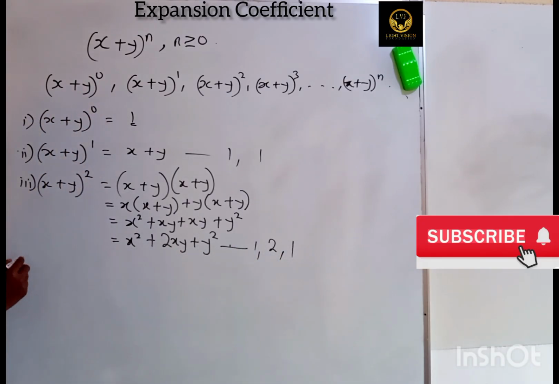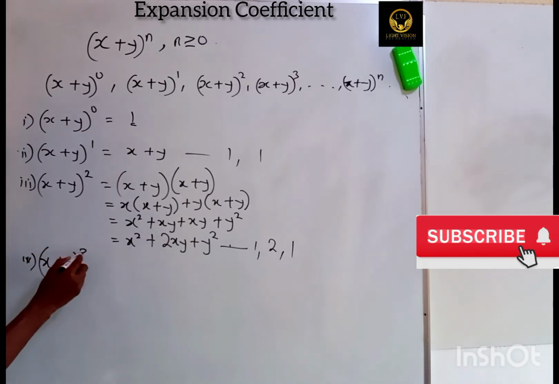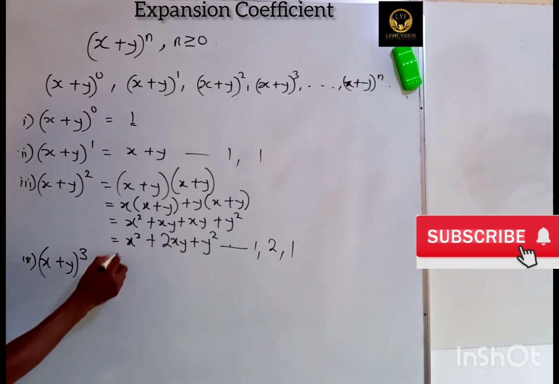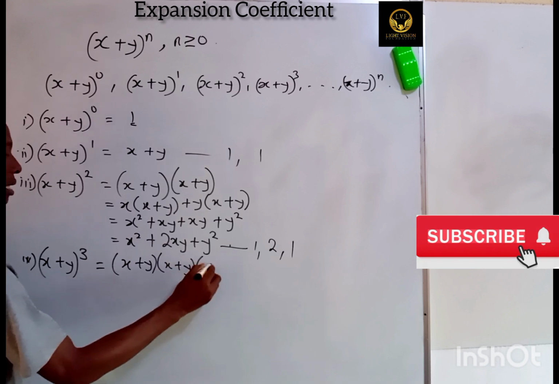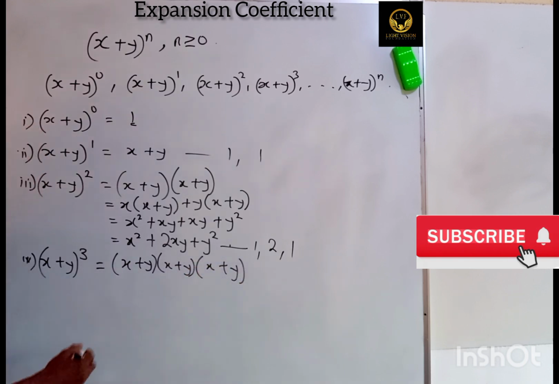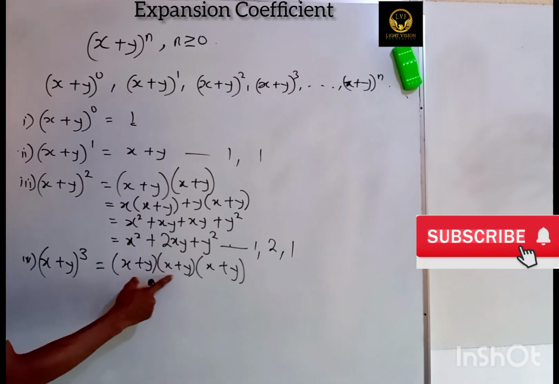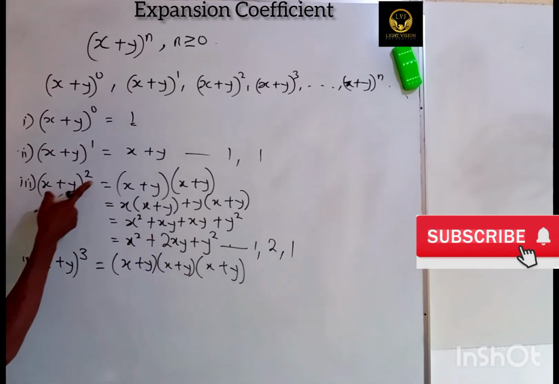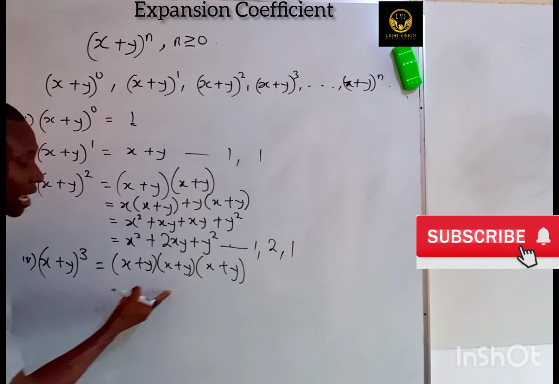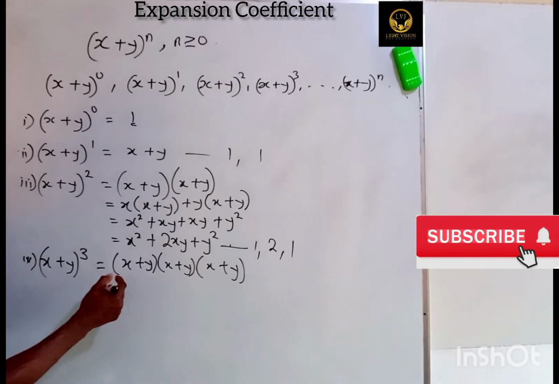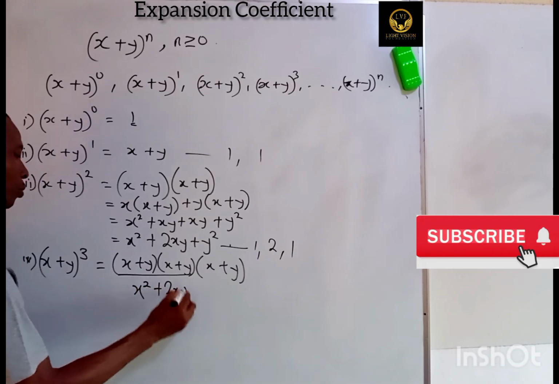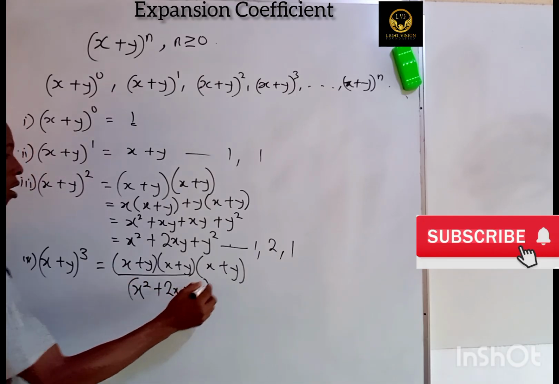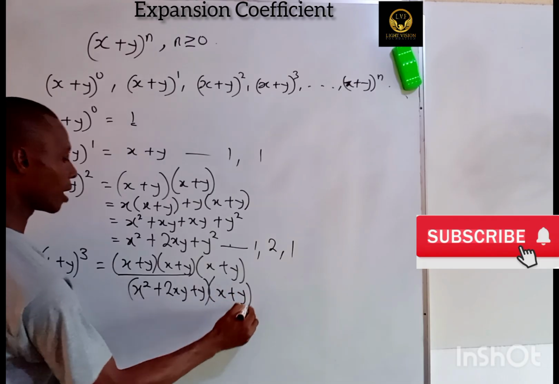Now we move further. Now x plus y all cubed. Now when we expand here, this becomes x plus y bracket x plus y bracket x plus y. Now we see here that x plus y squared bracket x plus y squared is the same with x plus y all squared. So there is no need of us expanding again. So we just need to adopt this, that x plus y squared is x squared plus 2xy plus y squared. Now all multiplied by x plus y.